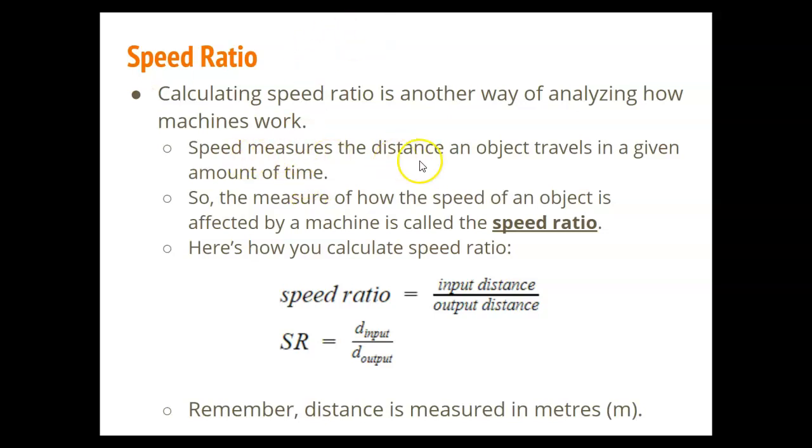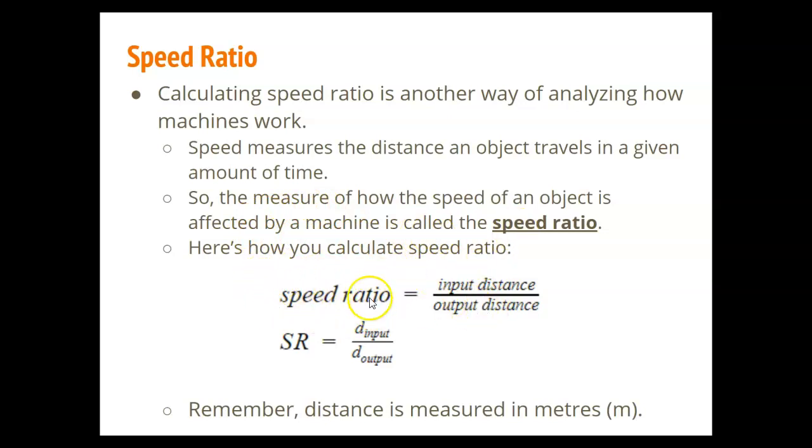So remember, speed measures the distance an object travels in a given amount of time. The more distance that an object travels in that given time, the greater its speed is going to be. The less distance it travels in a given time, the slower its speed is going to be. And it's a pretty logical thing to think about. So the measure of how the speed of an object is affected by a machine is called its speed ratio.